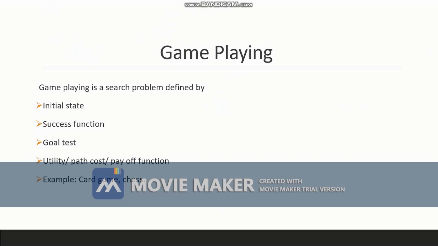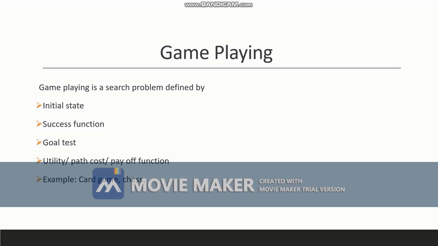Now what is given is that game playing is a search problem. Okay, we will see game playing is a search problem. Now what do you mean by search problem? Problem, all of us know. Problem means there is some issue or something that we need to solve. And how are we going to solve it? We are going to solve it using some search algorithms. So that is why game playing is known as a search problem.